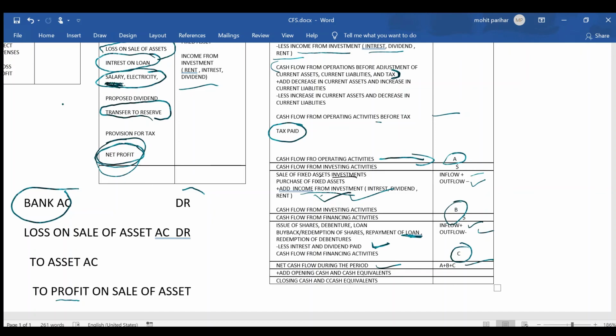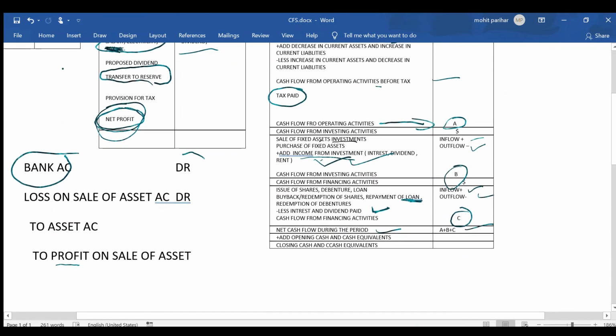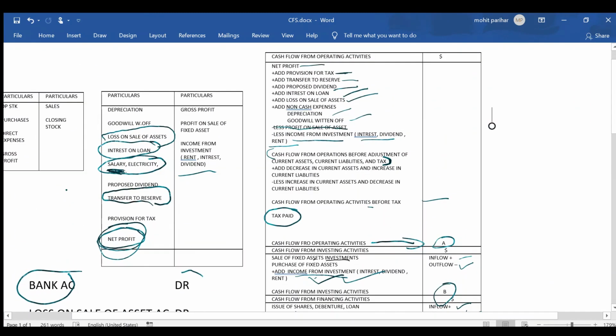Opening cash is the normal cash which is in the balance sheet. Cash equivalents are those items which are easily convertible into cash, for example treasury bills, commercial paper, etc. These things can be converted into cash in a very short time. That's why they are termed as cash and cash equivalents. So to the net cash flow during the period, we will add opening cash and cash equivalents, and in the end we will get closing cash and cash equivalents. So here is your complete cash flow statement.